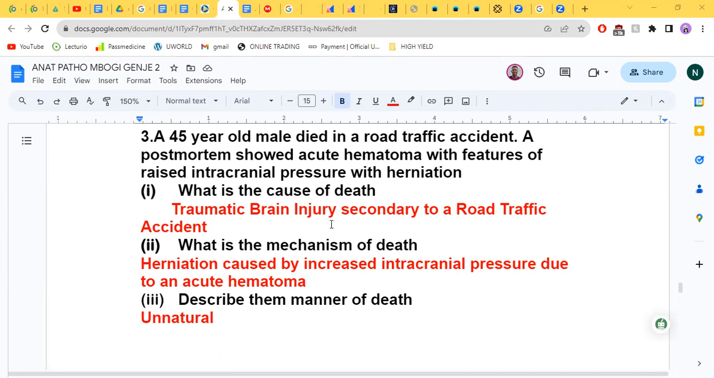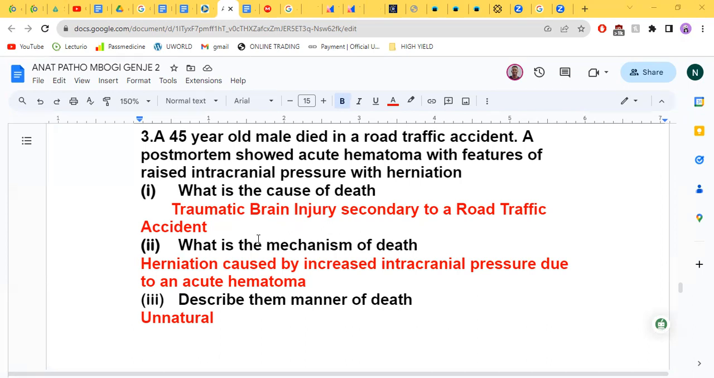So the cause of death was road traffic accident, and the mechanism was once you get hit, blood seeps into the skull and it increases the pressure inside the skull. The contents inside the skull try to find a place where they can run to, and that is what will lead to herniation. And once your brain content has herniated, that will probably lead to death. So that is the mechanism.